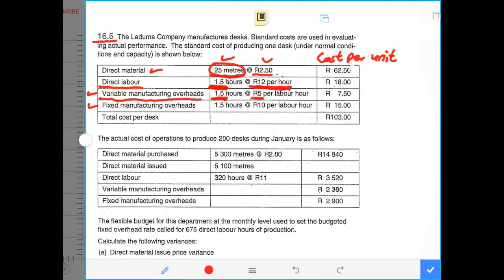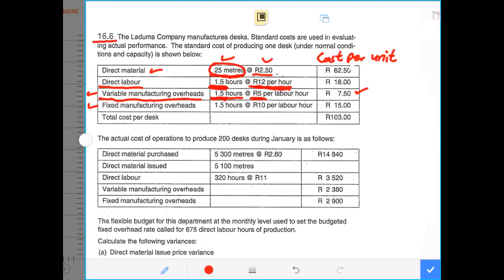So now we proceed with that. Then the 1.5 variable overhead hours per unit at 5 rand: if you multiply 1.5 by 5, it will give us the variable overhead cost per unit of 7 rand 50 cents.